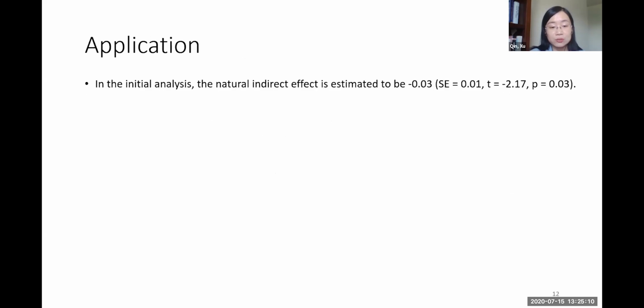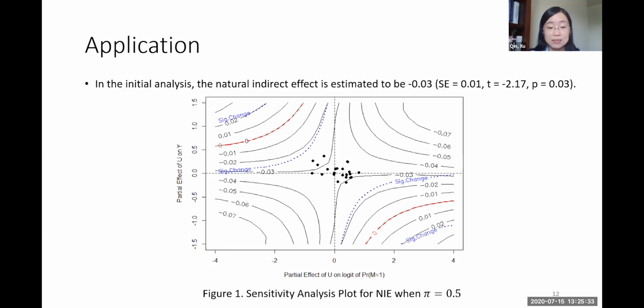In the application, we use the weighting-based causal mediation analysis method to estimate the natural indirect and direct effects. For illustration purposes, we focus on the indirect effect here. We found that job search self-efficacy significantly mediated the intervention impact on depression level. The indirect effect is estimated to be -0.03. We then conduct a sensitivity analysis and visually represent the results.